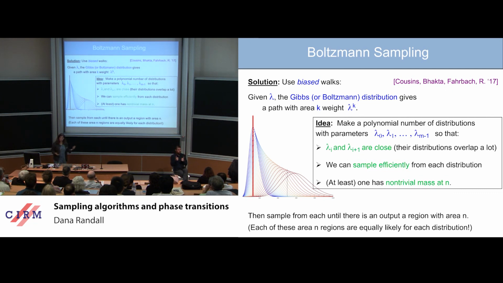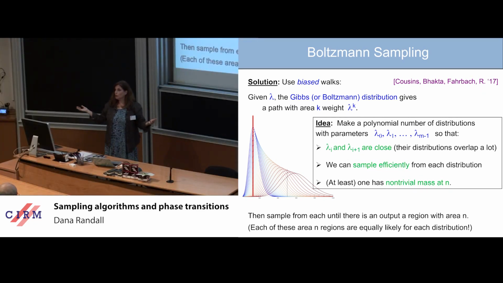So this is going to be the bias chain that we're going to be talking about. So I want to sample lattice paths, but I want to bias so that the stationary weight is not uniform over all sizes, but is this Boltzmann measure, okay? And third, I want that of these polynomial different distributions that I have as I change lambda, at least one of them has non-trivial weight at n, okay?